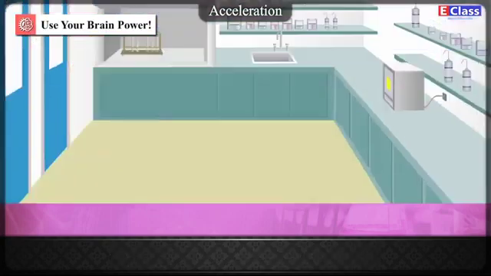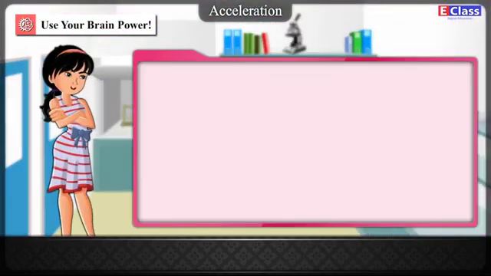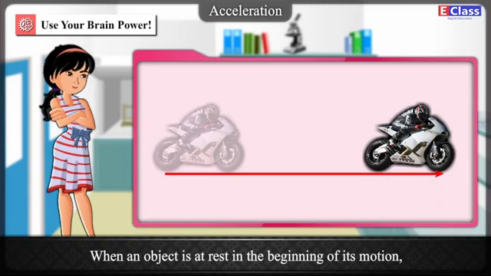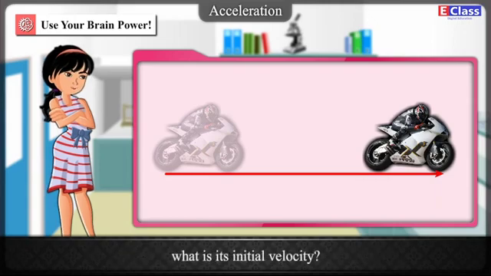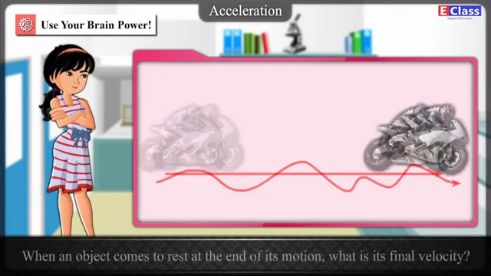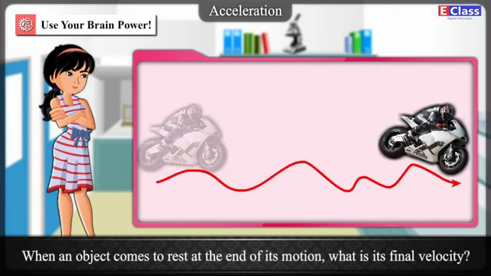acceleration. Use your brain power. 1. When an object is at rest in the beginning of its motion, what is its initial velocity? 2. When an object comes to rest at the end of its motion, what is its final velocity?